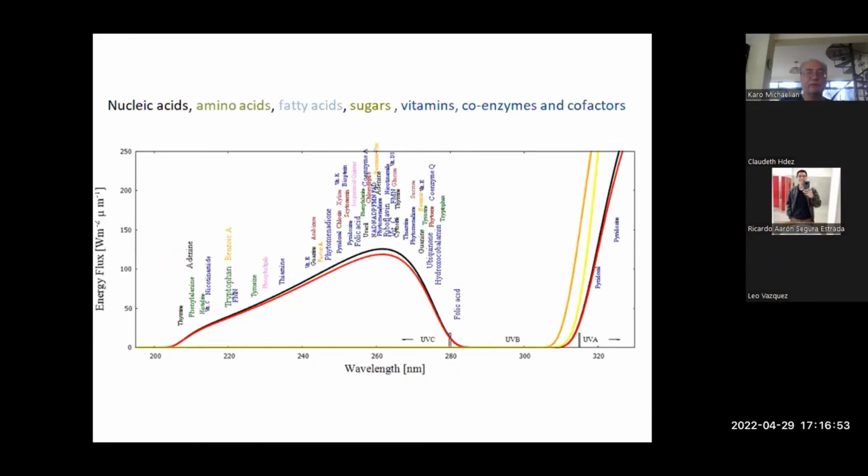So now if we plot the maximum absorption of the fundamental molecules, that is these molecules which are in the three domains of life. So we have the archaea, the bacteria, and the eukaryote.